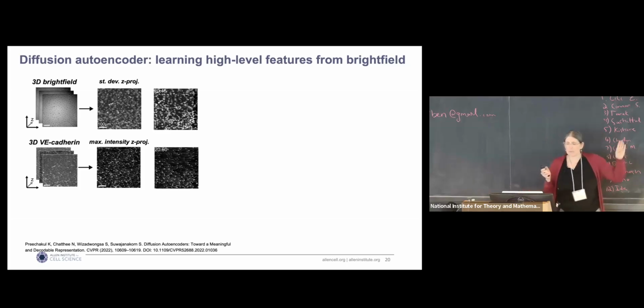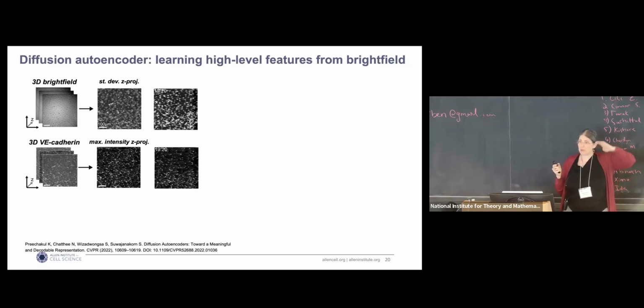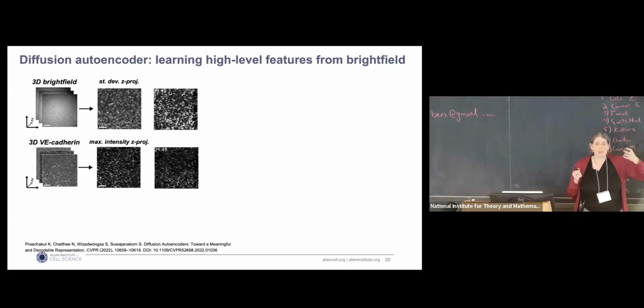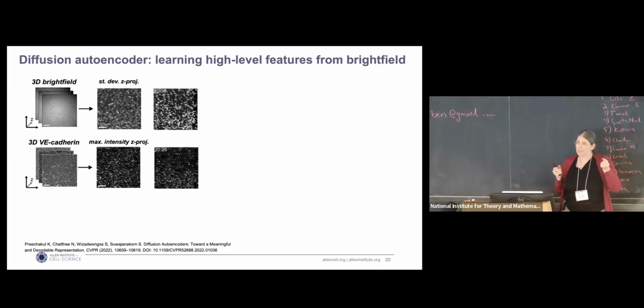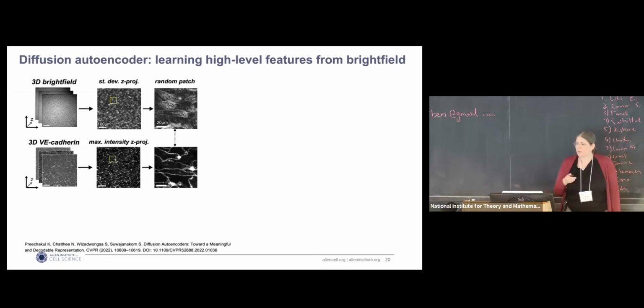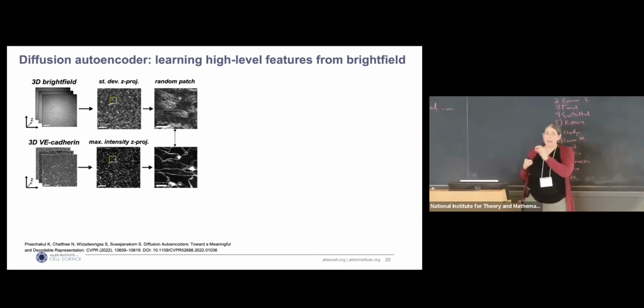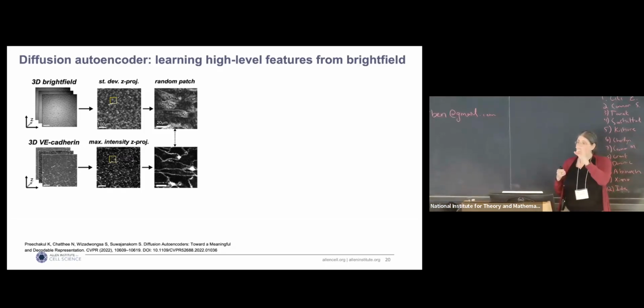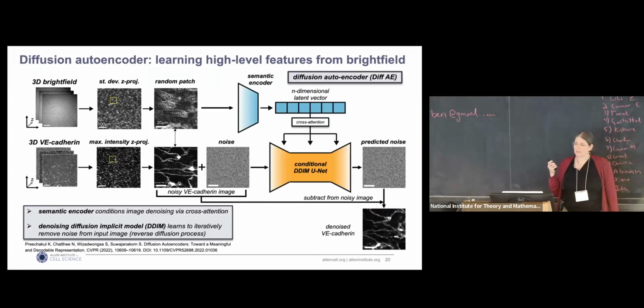So we take 3D brightfield and do a standard deviation projection, which is incredibly powerful for pulling out a lot of the features that actually exist in the brightfield Z-stacks. And we're going to do a normal maximum intensity Z projection to get 2D images of the VE-cadherin. Then we're going to use small random patches so we can zoom in on the cells, and the size is selected so that they contain one cell and the environment around the cell.